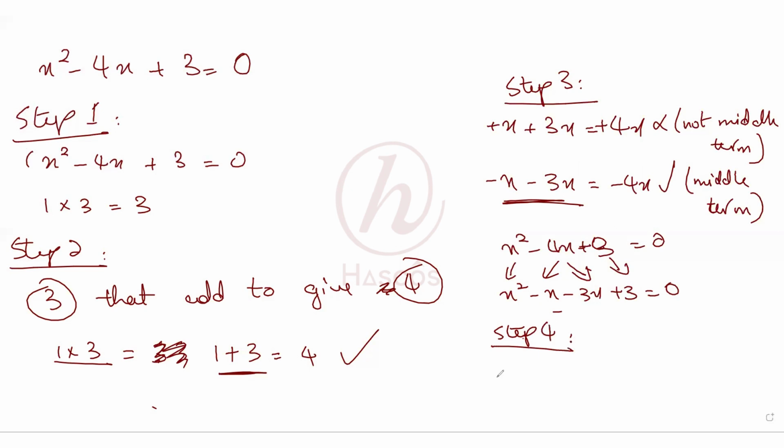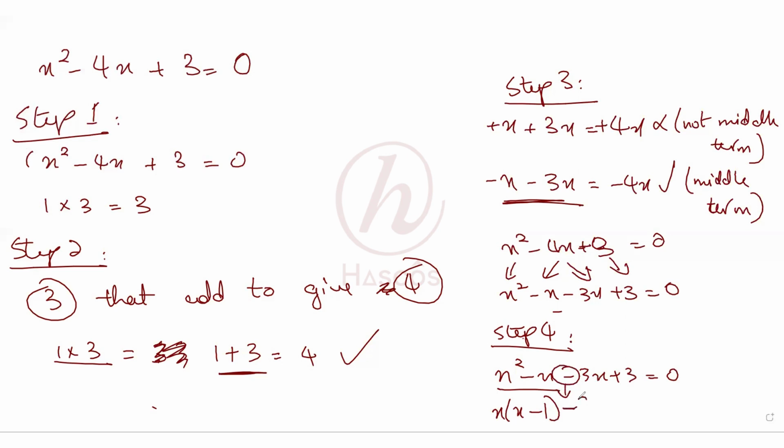Step number 4, we factorize in pairs of 2's. First this pair, we take out x as common. When we take x away from x square, we're left with an x. When we take x away from minus x, we're left with a negative 1. This negative sign comes over here.